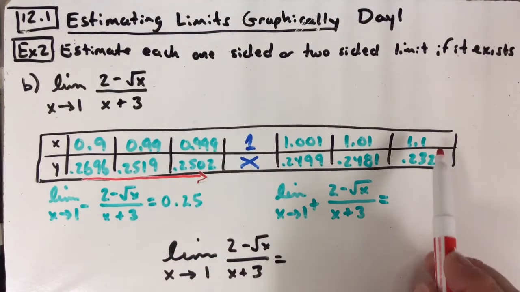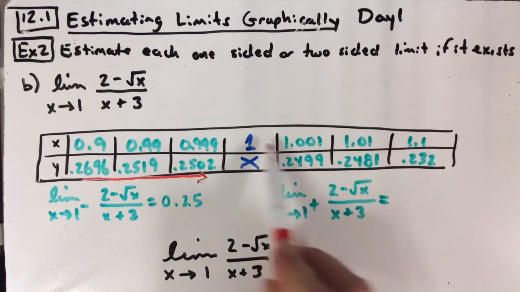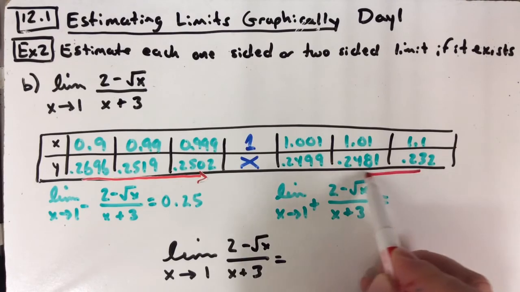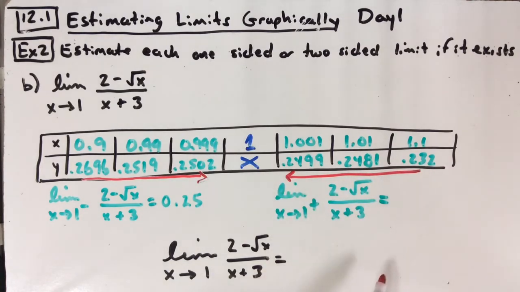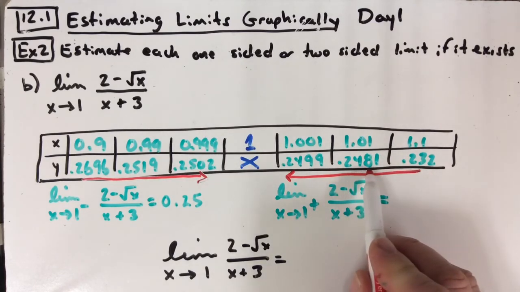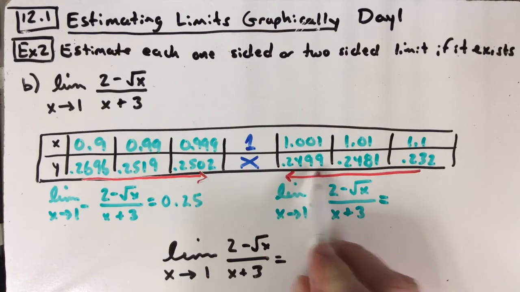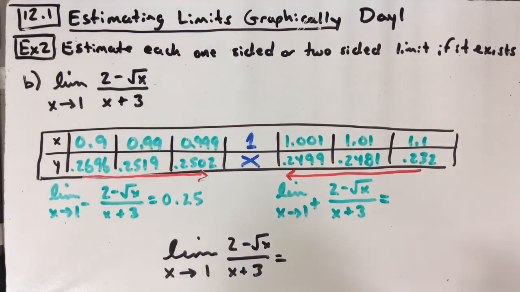Do the same thing with our right-hand limit. As our x's get close to an x coordinate of 1, we want to take a look at these three y values we have here. And as we go from right to left, as we go towards the middle, we want to see what number those y values are getting close to. 0.232, 0.2481, 0.2499. Looks like these are getting very close to 0.25.